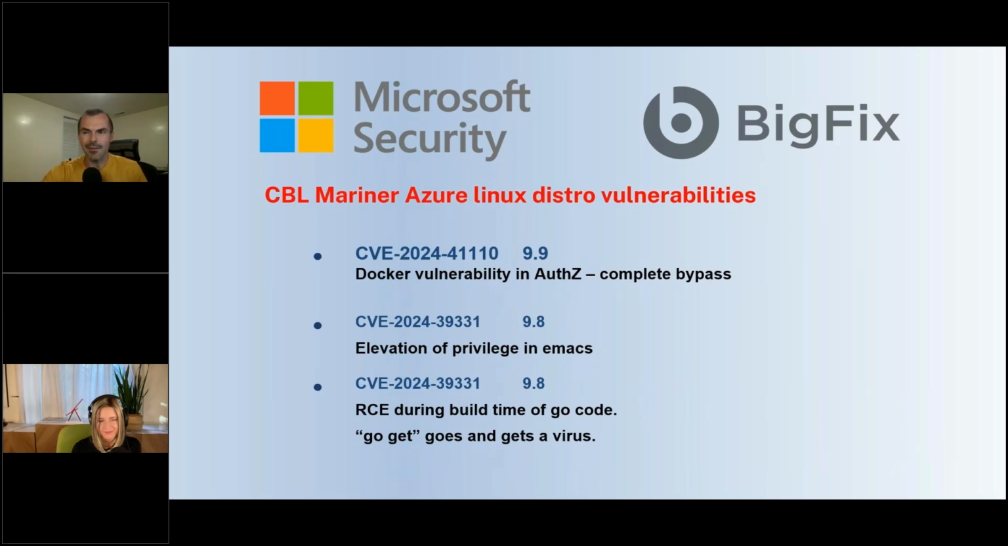And then one that's even worse, I really hate this one. In Go, there is a vulnerability where during build time, a malicious package can just do whatever it wants. It can call executables, it can do anything. So if you use the go get command, which is the thing that goes and grabs plugins or whatever you want to use in Go, it just goes and gets a virus for you. It'll just do whatever it wants.